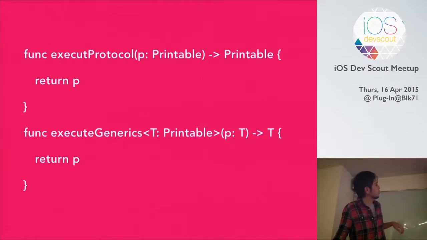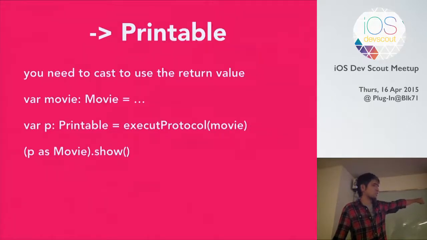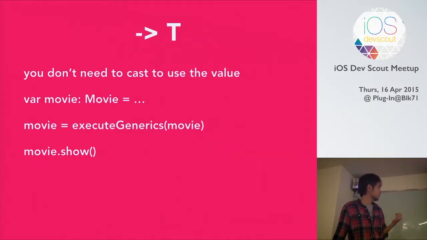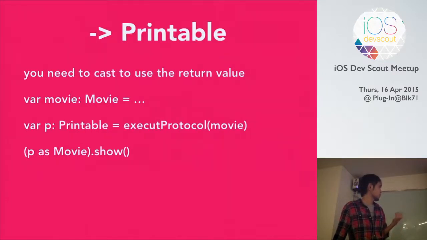So in this function, it's almost the same, but for the return value, if you want to use it after calling the printable function, you have to do a typecast to use the return value. So let's say we have a movie class and a movie object here, which conforms to the printable protocol.